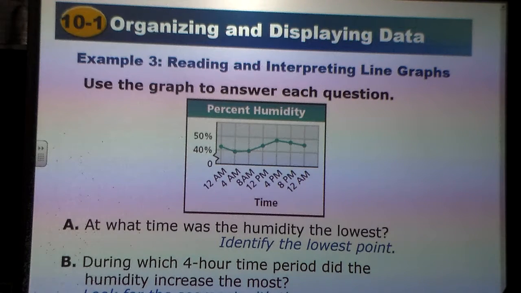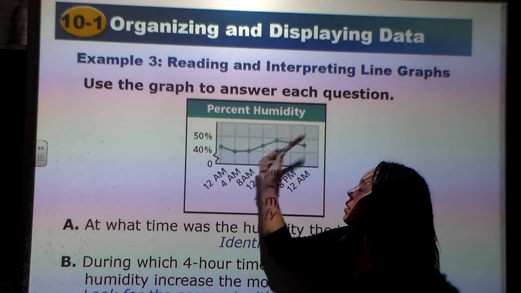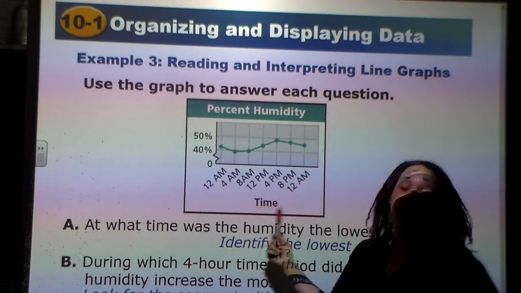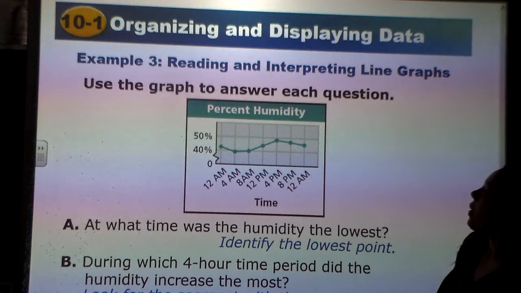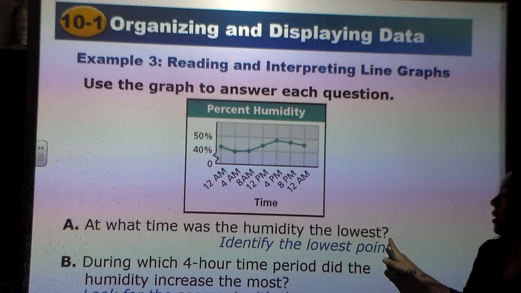Example 3, reading and interpreting a line graph. We have the percent humidity, what percentage it is, and what time during the day. Use the graph to answer each question. At what time was the humidity the lowest?